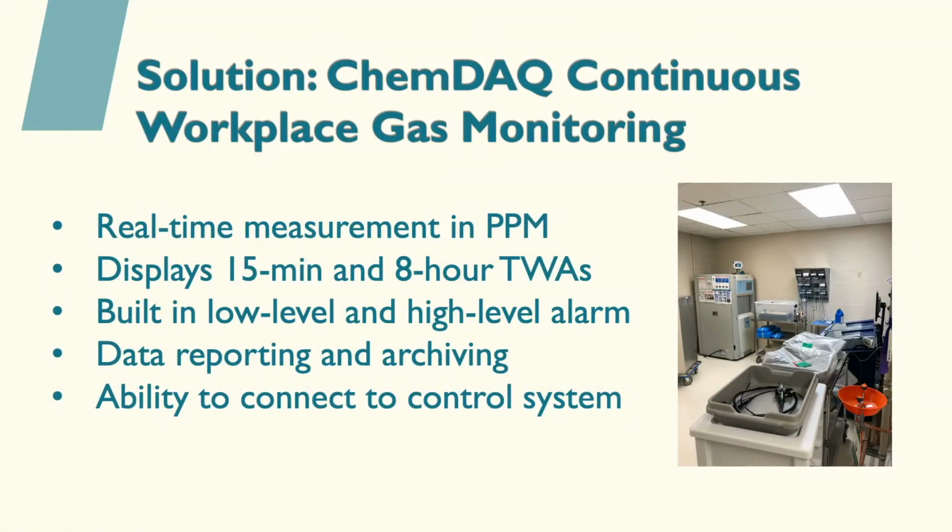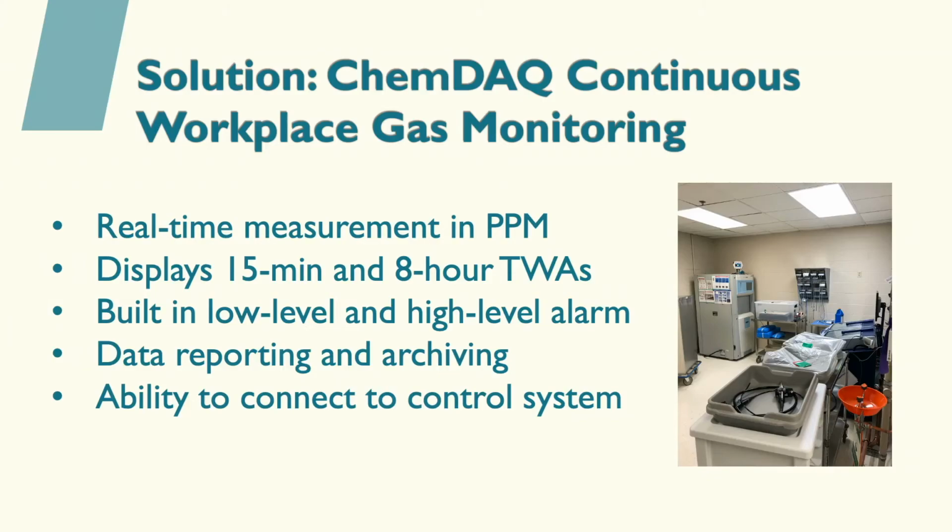This will give you a real-time measurement in parts per million. It will display 15-minute and 8-hour time-weighted averages. It has a built-in low-level and high-level alarm. It has data reporting and archiving. So if the Joint Commission or OSHA were to come in, all that information is saved for you. And it has the ability to connect to a control system and HVAC, external alarms that you may already have in place.